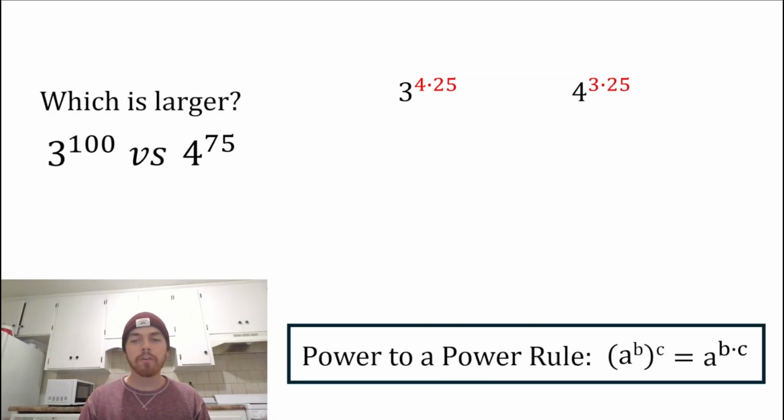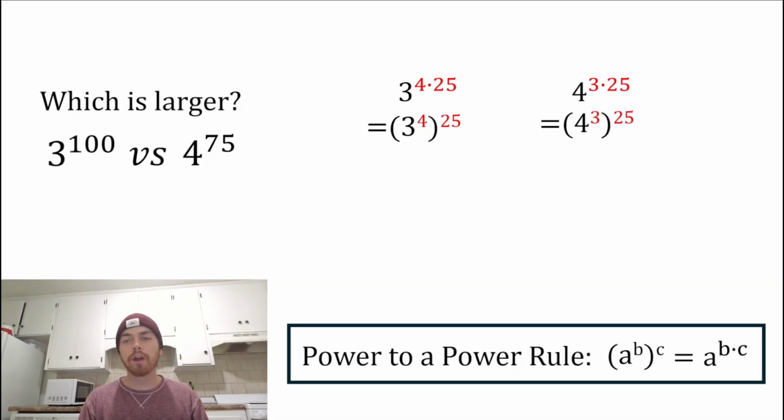Now we can use the power to a power rule to manipulate this a little bit further. The power to a power rule tells us that a to the b all to the c is the same thing as a to the b times c. 3 to the 4 times 25 and 4 to the 3 times 25 are both in the form a to the b times c, so we can actually work backwards. We're going to rewrite 3 to the 4 times 25 as 3 to the 4th all to the 25th. And 4 to the 3 times 25 we'll rewrite as 4 to the 3rd all to the 25th.